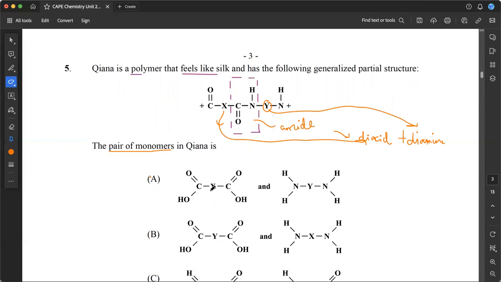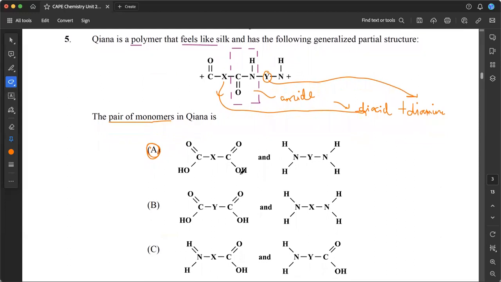So we see that this is a diacid that has X in the center of it. And we see that this is a diamine, which has Y in the center of it, as shown here. And so this is our answer, okay? So our answer for 5 is A. And remember, we're just breaking down the polymer into its monomers, and we know that we have to get a diacid and a diamine, and we know what these connection points should be based on how they appear in the repeating unit, okay? So A is our answer there.